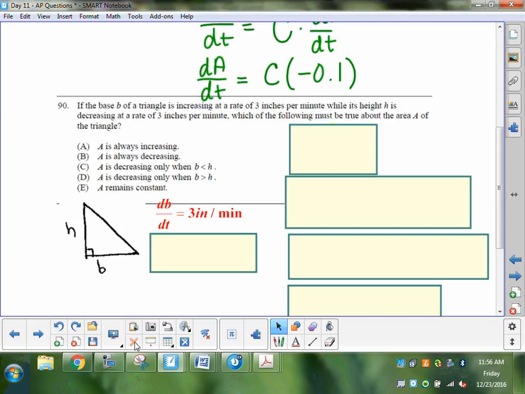And then, Josh, what else do we know? Height is decreasing at 3 inches per minute. So what would you write out? dH over dt equals 3 inches per minute. What, Leah? Negative 3 inches per minute.